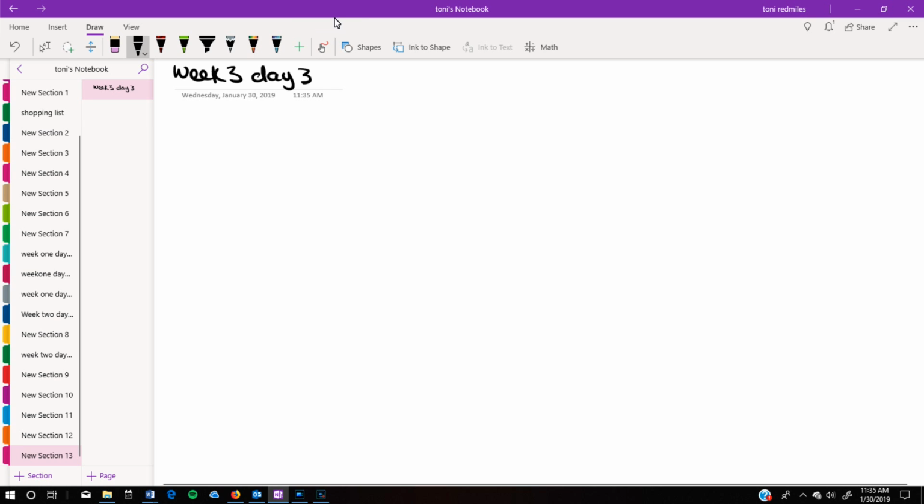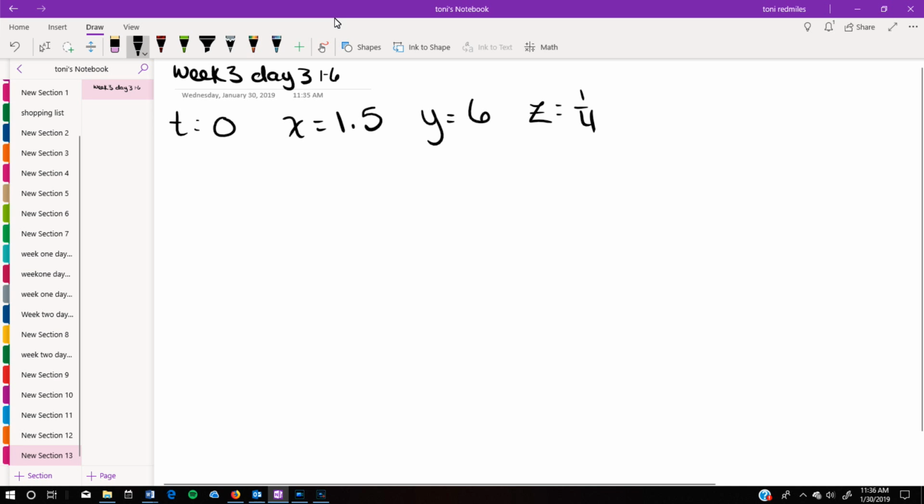So in the first, and I'm going to try to do all 6 on this page. We'll see if we can. In the first set, t equals 0, x equals 1.5, y equals 6, and z equals 1/4, and they give us different expressions that we have to evaluate. All right, so let's evaluate this one.